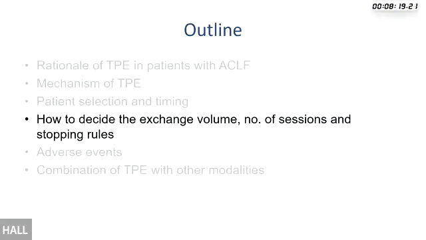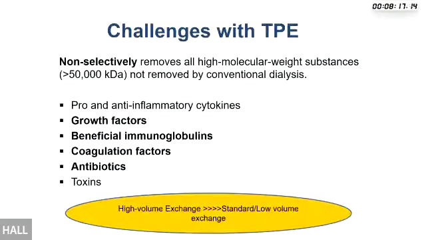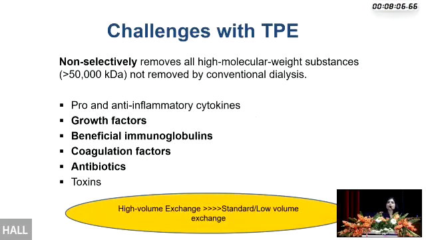So how do we decide the exchange volume, the number of sessions, and stopping rules? The challenge with TPE, and with any removal strategy, is that it is not selective. When you do this therapy, you want your bilirubin to go down and your inflammation to go down, but everything will come out. You will remove your antibiotics also, the good factors, the growth factors, and the coagulation factors will also be removed. All this lands up in problems in these patients, so we have to be very careful.